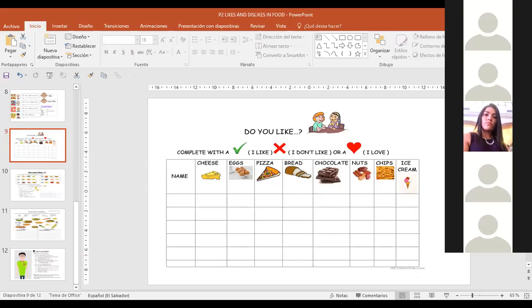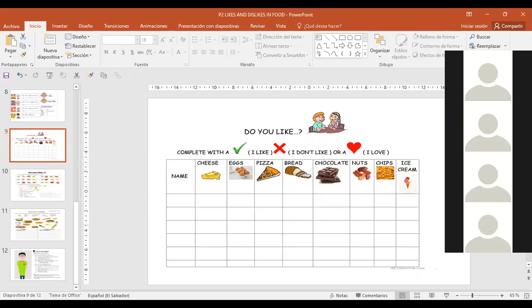Okay, ya le quitamos el mute a Wendy. I like cheese. I like, what is the pronunciation? Nuts. Okay. I like cheese. I like nuts. I don't like ice cream. Okay, very good. Solo con la palabrita like, hay que hacer un poquito más de fuerza con la K final, Wendy. Like. I like.